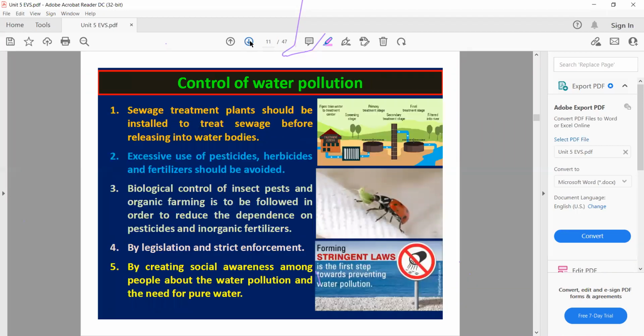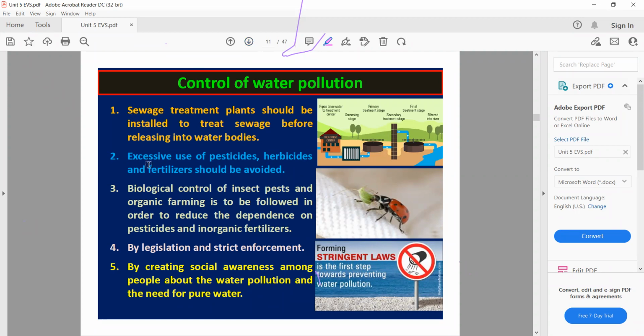Next is, how do we control? See, for all pollutants, you will see these basic things. Suppose we are talking about air pollution, water pollution, sound pollution: what is it? That is one part. What are the causes? That is one part. And what are the control measures? That is the last part. Okay.